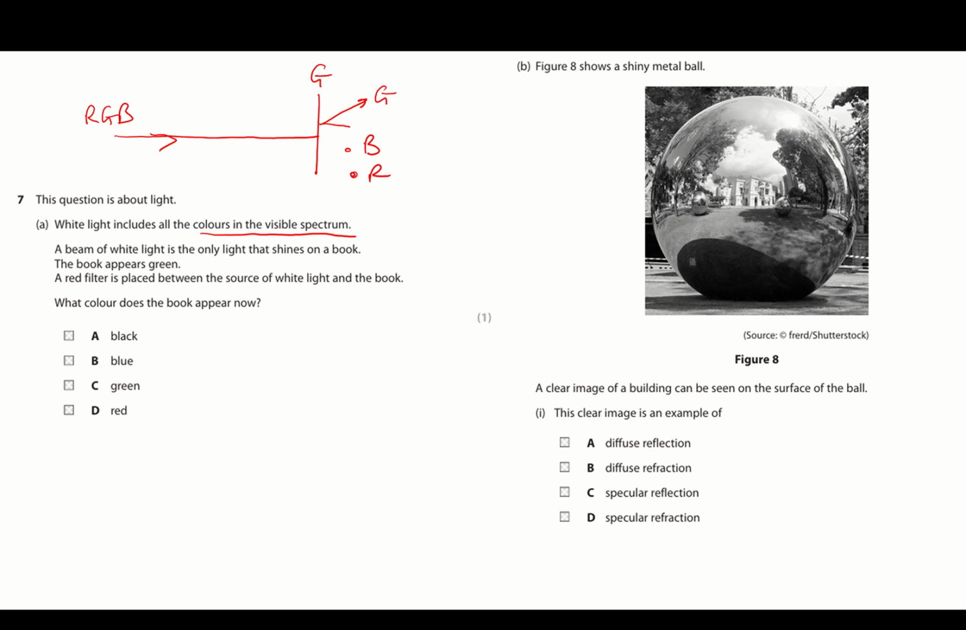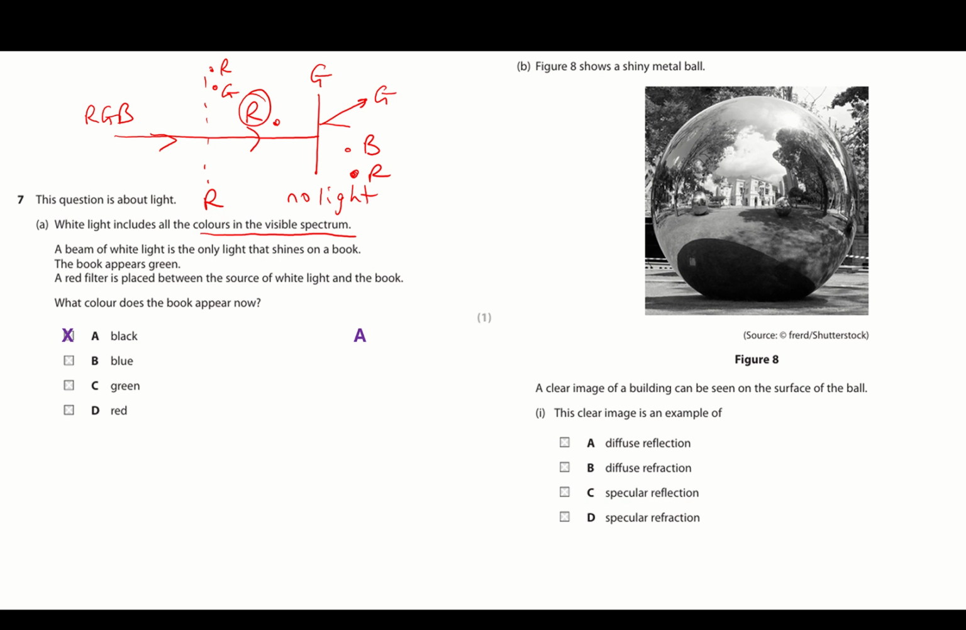There we go. It says a red filter is placed between the source. So here's my filter with a dashed line and it's red. So the red filter's going to transmit red and it's going to absorb blue and absorb green. So now we're just going to look, well, what happens to this red light? Well, this red light is absorbed. There's no other light there. So if this red is absorbed, then there's no light. And therefore it'll appear black. Okay, so that's that question done.